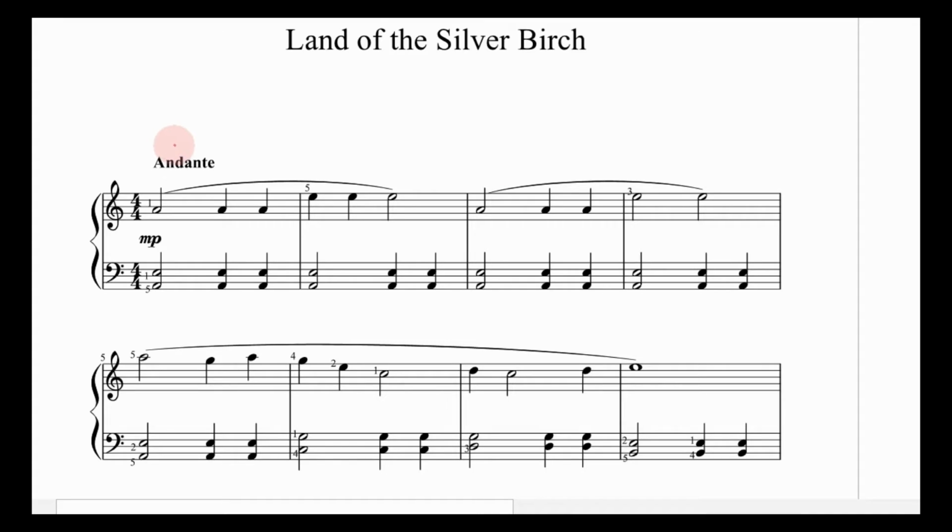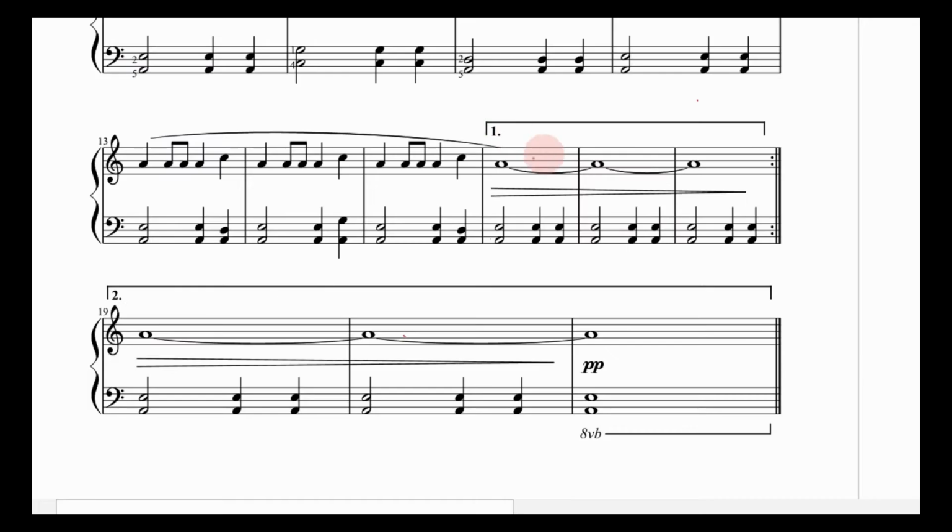So let's talk about the basic things first. At the very beginning here, it says andante, which is Italian for walking speed. If you think that's a vague description, just take a moment to stroll around your living room or wherever you happen to be and listen to the sound of your footsteps, and you'll very quickly realize what walking speed is. My hint to you is that it's not very fast, because then they'd call it running speed. Ha ha ha.